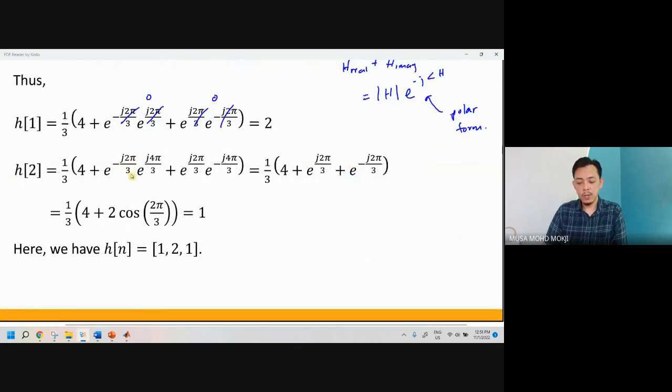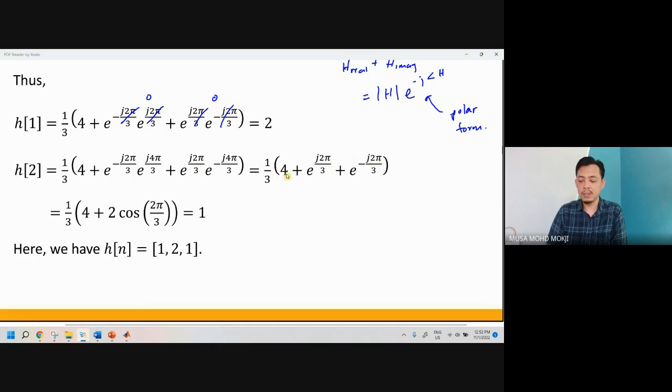So minus j2 pi over 3, and then you multiply by j4 pi over 3, and then this is j2 pi over 3. The same thing here. This is minus j4 pi over 3, and then do the summation. Minus 2 pi plus 4 pi, so you get 2 pi over 3. And this is 2 pi over 3 minus 4 pi over 3. So 2 minus 4, you get minus 2.